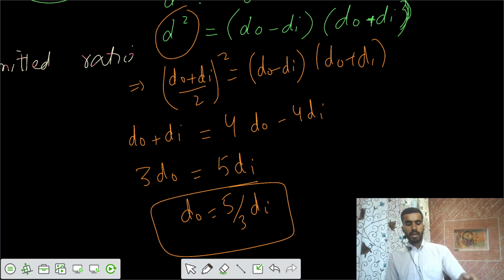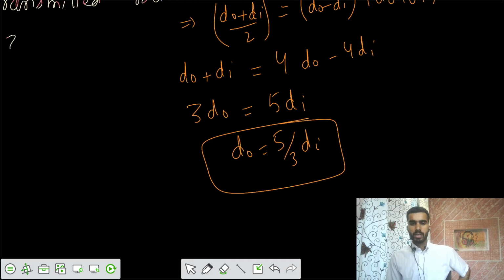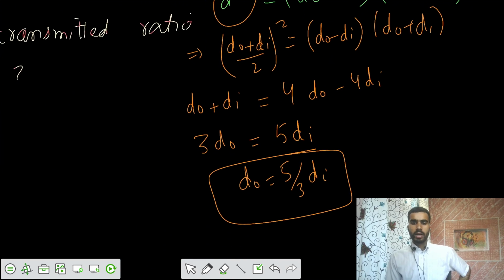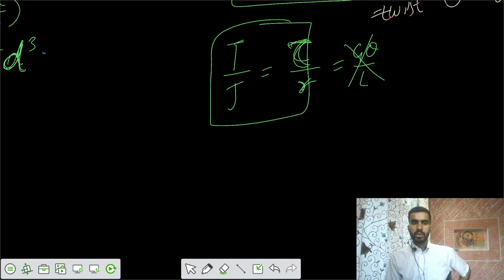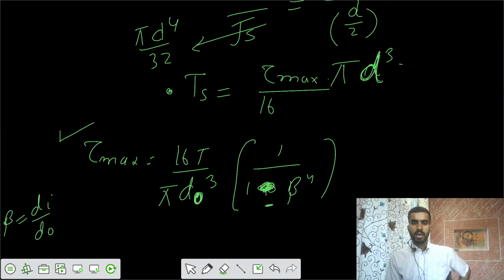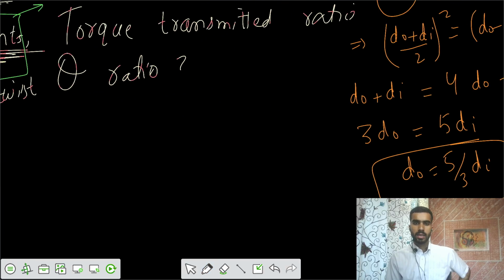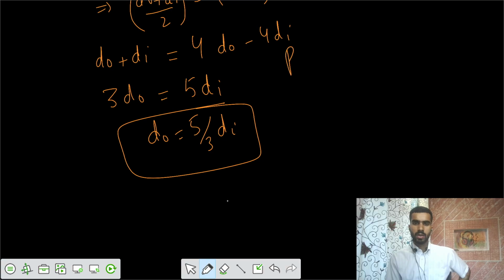And we got the value of d outer in terms of d inner. And similarly, you can take now the equation we got, that we have two d's. One is d, next one is d outer. So we got the beta value. Beta comes out to be equals to d inner by d outer. That's 3 by 5. That's 0.6. So we got the value of beta.